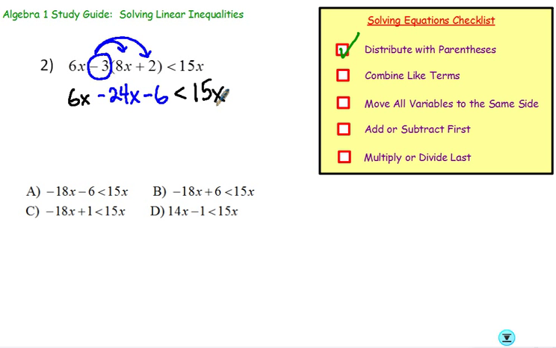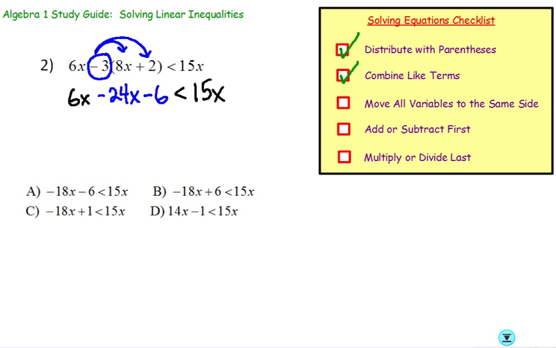All right, I don't see my answer quite yet because I've got 6x minus 24x. They've got some -18x's down here, so I'm thinking I have to do something else. So let's go to the next step on our checklist, which is to combine like terms. When we say like terms, we're talking about whether there are some numbers that you can put together, or some variables that you can put together. In this case, our variable is x, and I do see that there are some x's that we can put together.